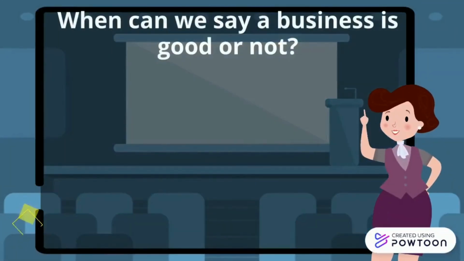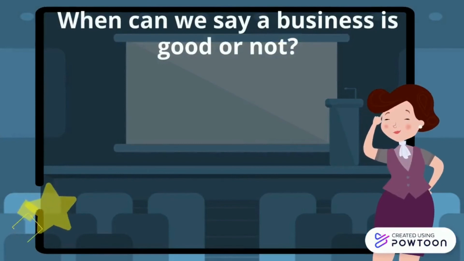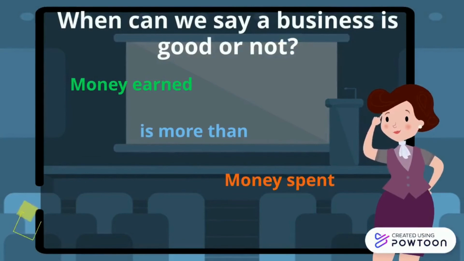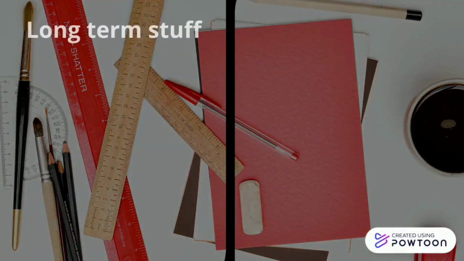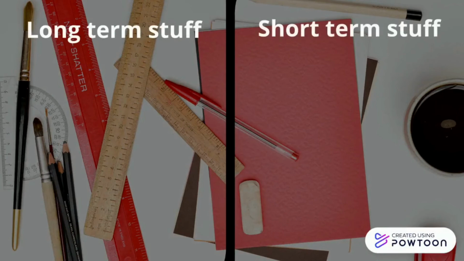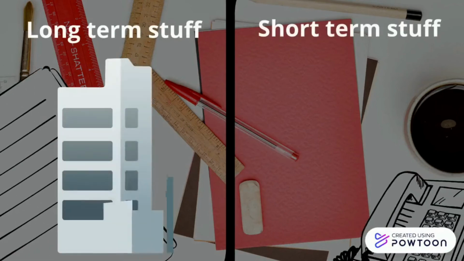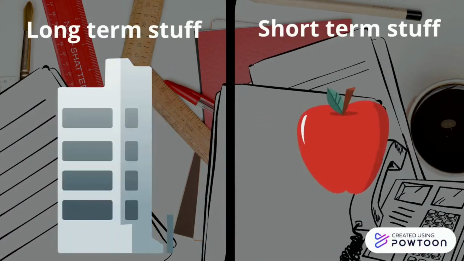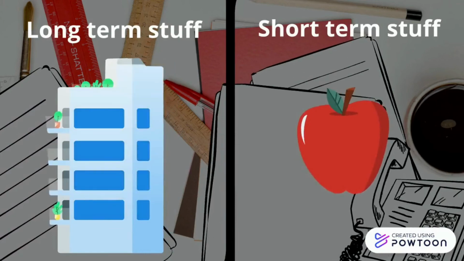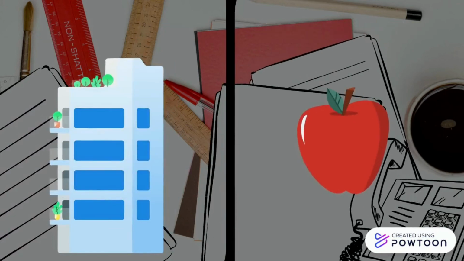When can you say a business is good or not? Quite simply, it's good if the money earned is more than the money spent. However, a business has to spend on long-term stuff and short-term stuff. For example, if your business spends on a new shop, this is a long-term thing. If it spends on the cost of apples because you're selling apple juice in a juice shop, this is a short-term thing.